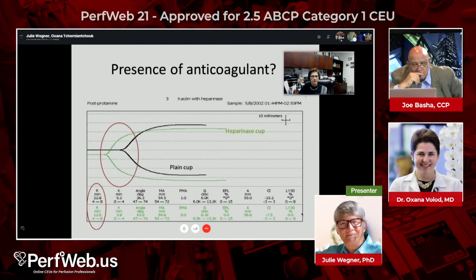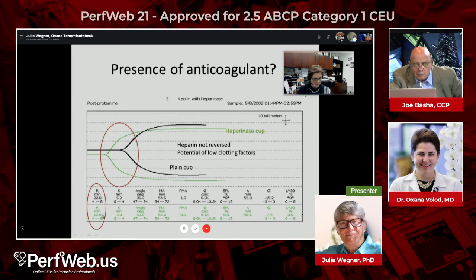All right, and this is another case with a little bit more of a difference between the plain cup and the heparinase cup. Again, the green is the heparinase and the black is the plain cup. It's post-protamine. So now we see that the R value for the black one, the plain cup, is 22.8, way high. And the R value for the green cup is still a little bit high. The information we get is that the heparin is not reversed. So adding more protamine would probably be the number one treatment to do.